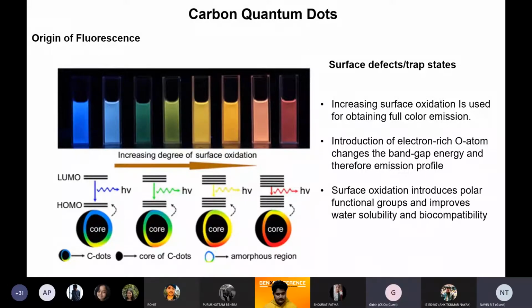Oxygen is an electron rich atom. So when oxygen is introduced into the carbon dots by successive oxidation, they could theoretically also study that it changes the band gap of the carbon dots. They observed that with the increase in surface oxidation of the carbon dots, there is a decrease in the band gap energy, and simultaneously there is a redshift in the fluorescence emission.